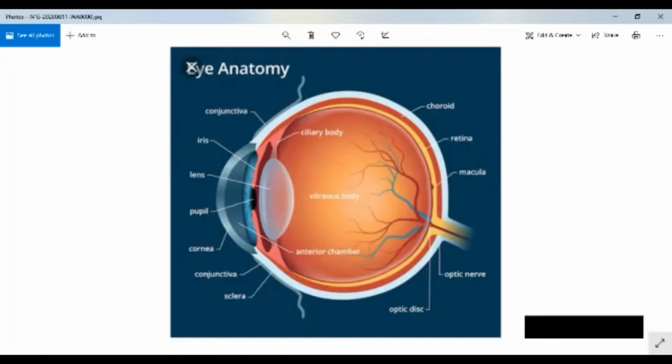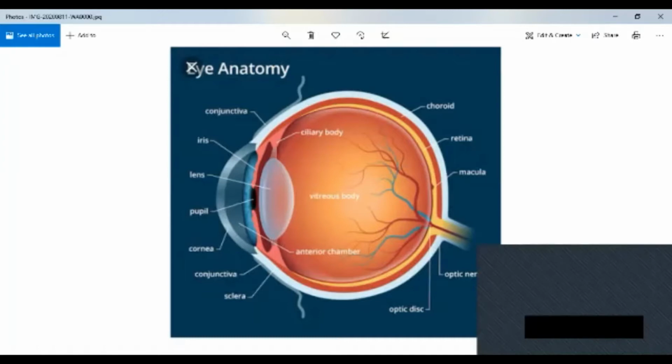Then comes the conjunctiva. You can see conjunctiva in the picture. Conjunctiva helps in protecting and covering the sclera except the cornea. You can see that the cornea is not covered with conjunctiva. So conjunctiva is the part of the eye that covers and protects the sclera. What is sclera? Sclera is the outermost layer of the eye. So conjunctiva covers and protects the outermost layer, sclera, except the portion cornea. Cornea is the projected, transparent part of the sclera.